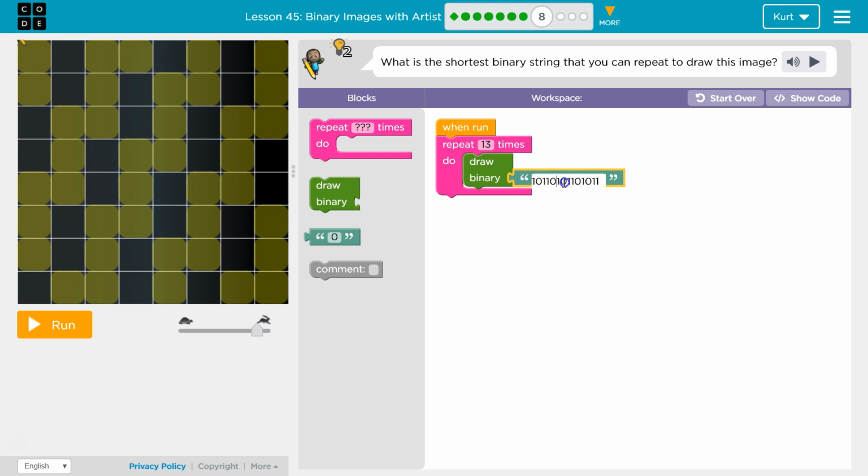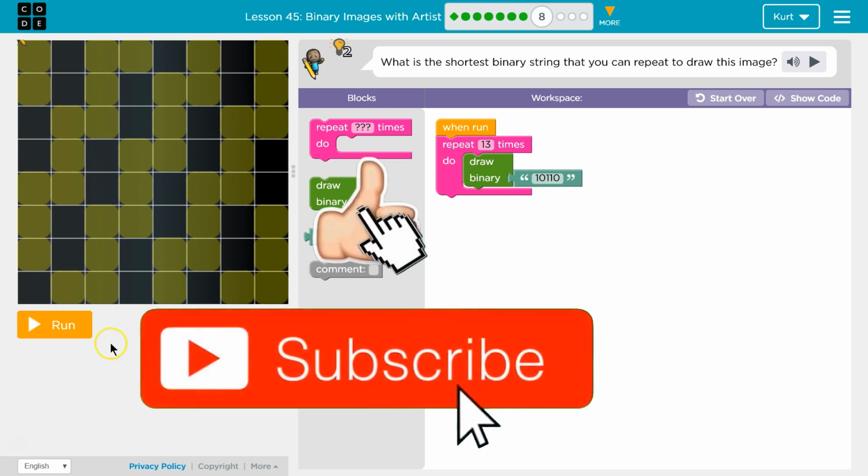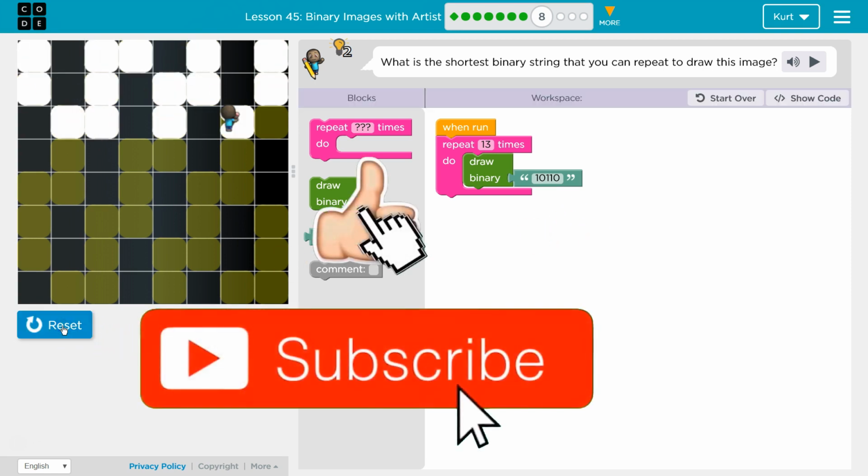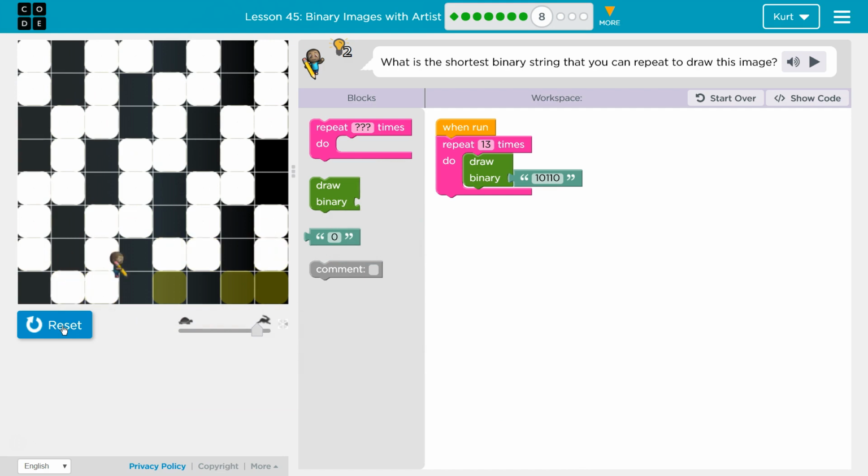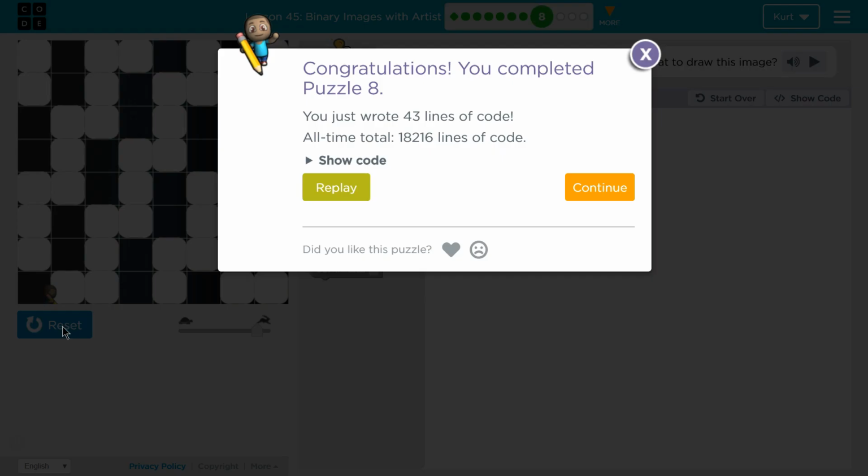So let's try 1 0 1 1 0 and see if it creates the image. Ta-da! Great, onward!